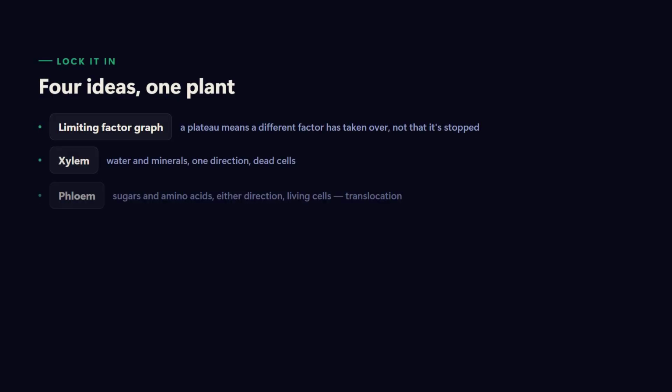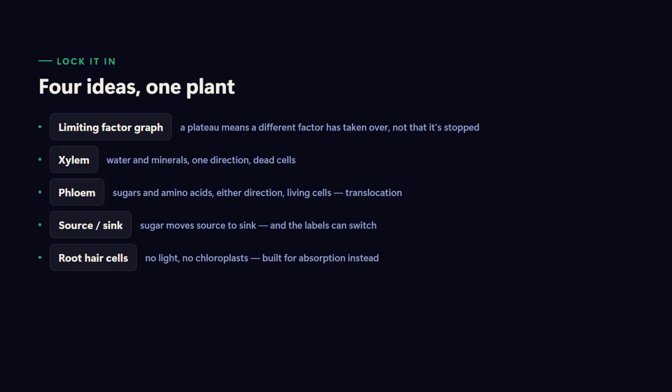So, 4 ideas, all inside one plant. A plateau on a limiting factor graph means a different factor has taken over, not that photosynthesis has stopped, and only one factor is ever the limiting factor at a time. Xylem, water and minerals, one direction, dead cells. Phloem, sugars and amino acids, either direction, living cells. That two-way movement is translocation, from source to sink, and those labels can switch depending on what the organ is doing right now. And root hair cells, no light reaches them, so no chloroplasts, no photosynthesis, built for absorption instead.